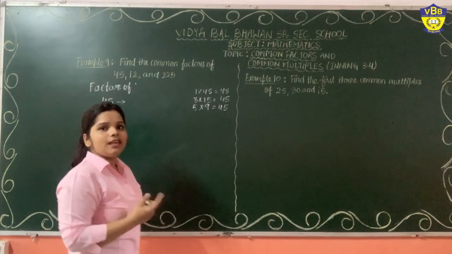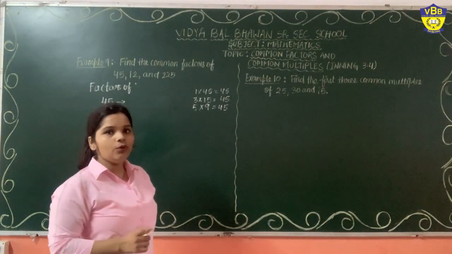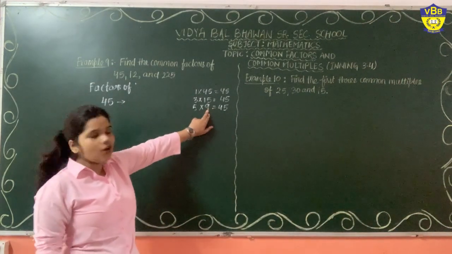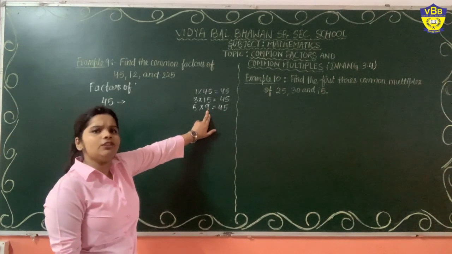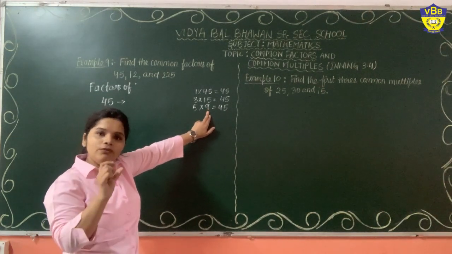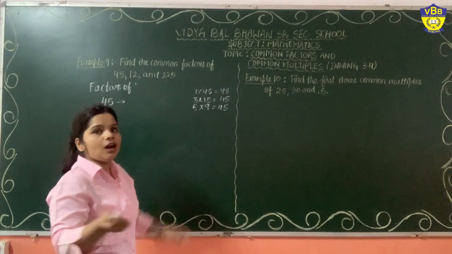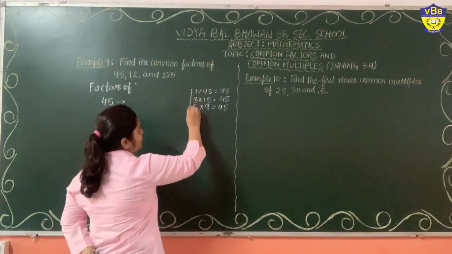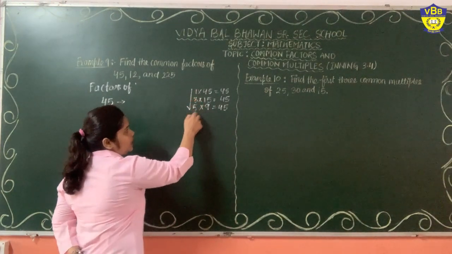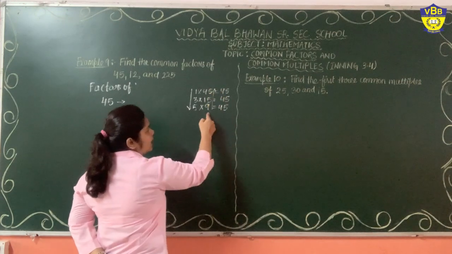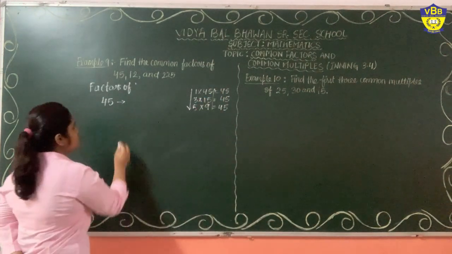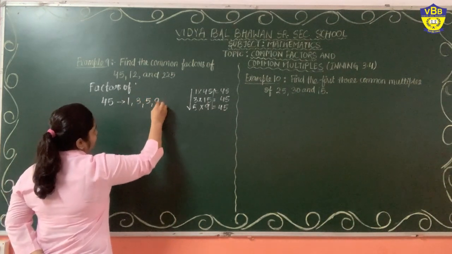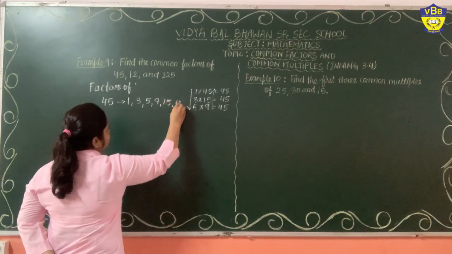After that, 6, no. 7, no. 8, no. 9, yes. So we can see 9 is already written here, so we don't need to check for more numbers. Now what will be the factors of 45? They will be 1, 3, 5, 9, 15 and 45. So factors of 45 are 1, 3, 5, 9, 15 and 45.